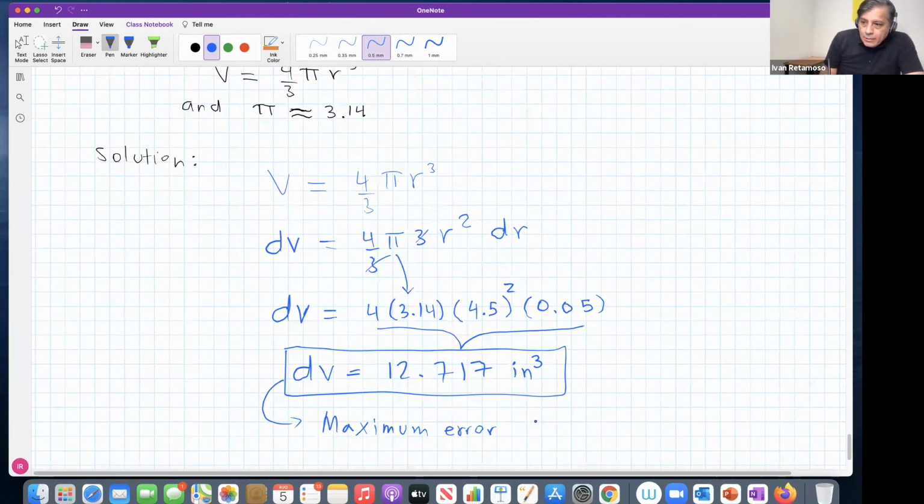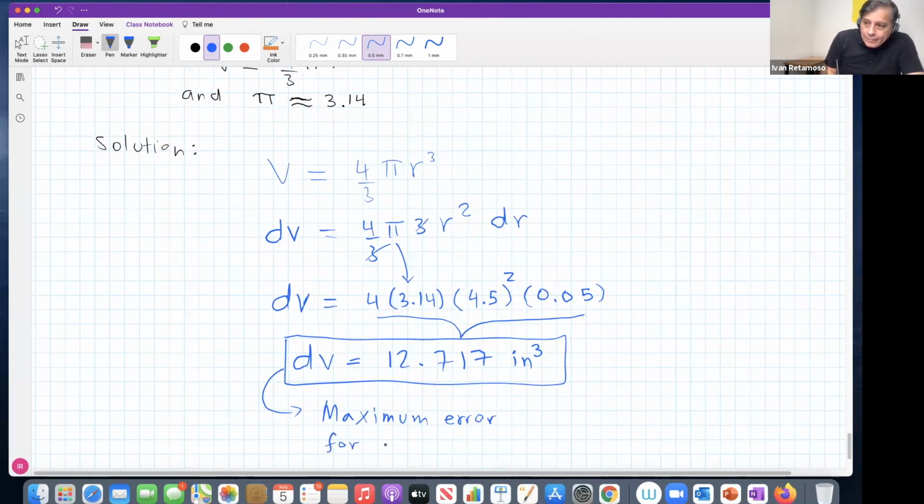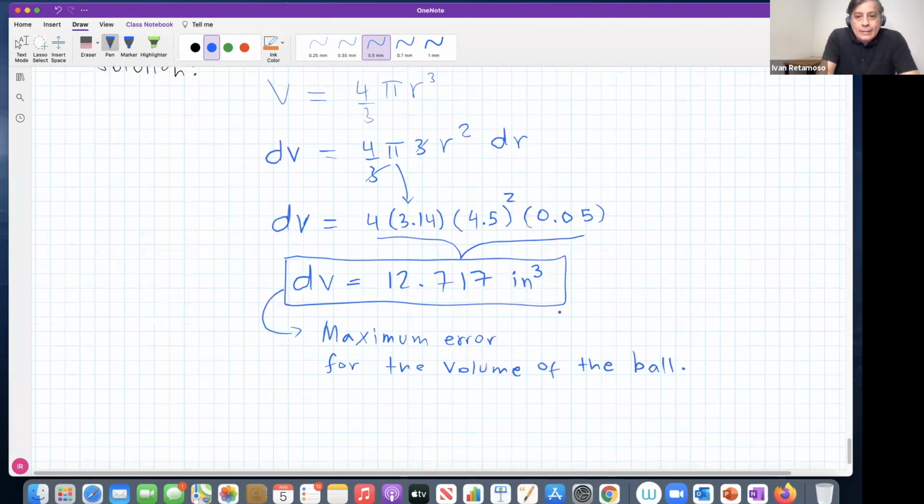And this, believe it or not, is the maximum error in the production of these balls, for the volume of the ball associated to this allowance on the error of the radius. That's what this is saying. And you can see that you can have an idea: by changing the radius slightly, look how this changes. It's not that small. So it gives you a very good idea of what happens with the output value when you change slightly the input value.